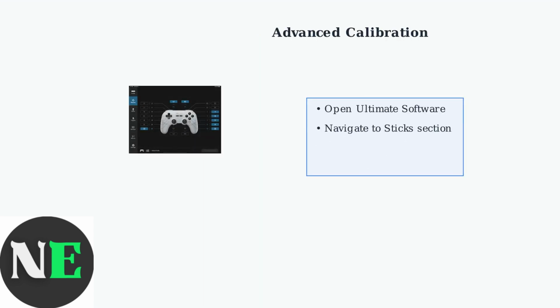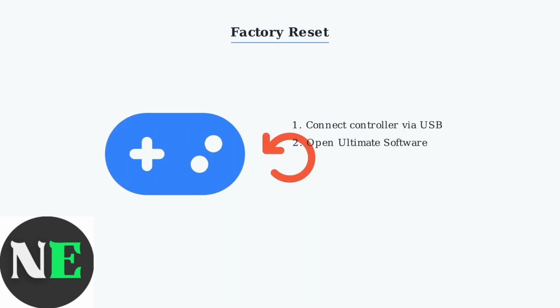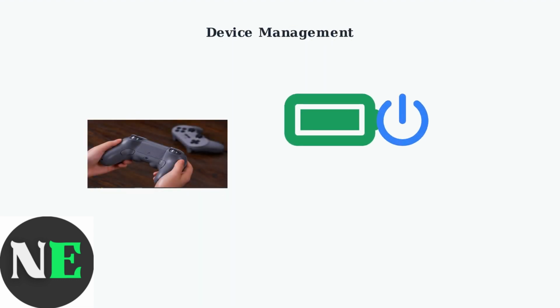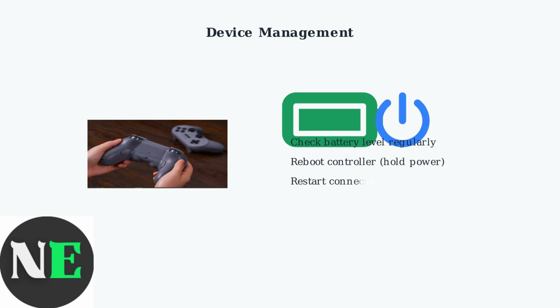When basic troubleshooting fails, advanced calibration and factory reset procedures can resolve persistent controller issues. If calibration doesn't solve the problem, perform a factory reset through the Ultimate software to restore default settings. Always ensure your controller is adequately charged and reboot both the controller and connected device to refresh connections.